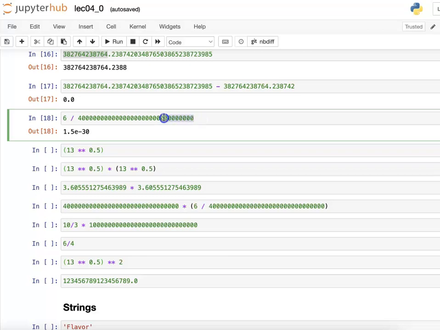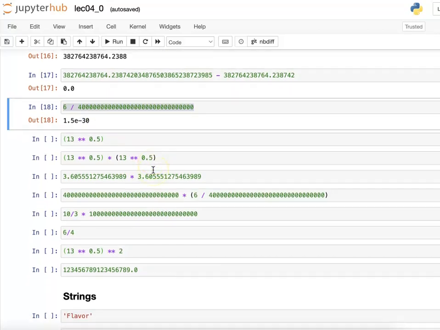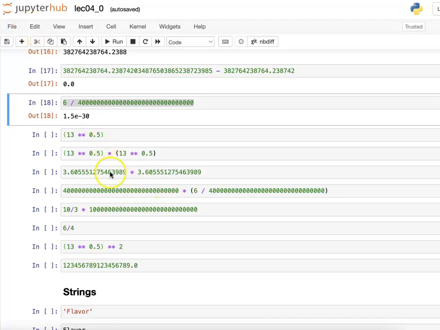So if you want to show so many digits, a lot of the time, because 6 divided by 4 is 1.5, it only matters how many decimal points. It's meaningless to display 0.00000 and so many zeros. So that's why we use scientific notation. Okay, try more values and you'll see.